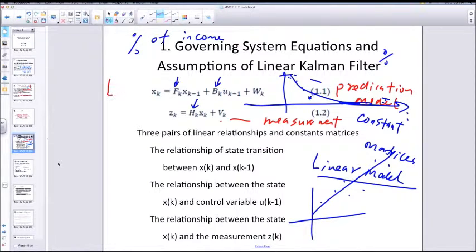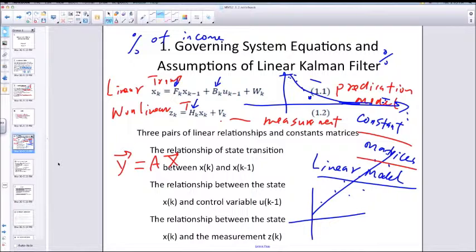Again, I want to remind you, do you still remember when we talked about transformations? There's linear transformation and nonlinear transformation. When we talk about linear transformation, the relationship is always y equals A times x, and this A is a constant matrix. But for the nonlinear, you cannot do that. You don't have such a matrix. You might have to write this as y equals f of x.